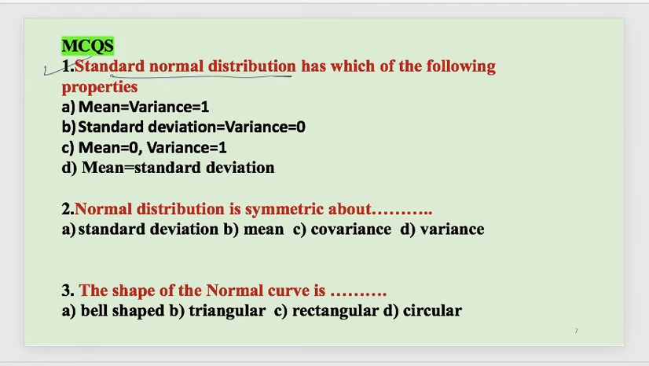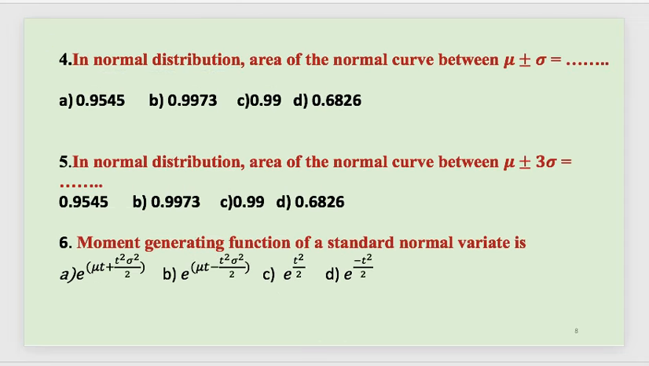It is talking about the standard normal distribution, asking which of the following is a property. Obviously we know that the mean and variance are fixed values, 0 and 1, so only option C seems to be the correct one, so this becomes the right option. And when we see question 2, the normal distribution is symmetric about what? Obviously it's the mean. We have just seen from the diagram that the mean is the central value which divides the area into two equal parts, so it is symmetric about the mean. And the shape is bell shaped, because they are asking about the normal distribution curve shape. So these are a few questions based on direct properties.